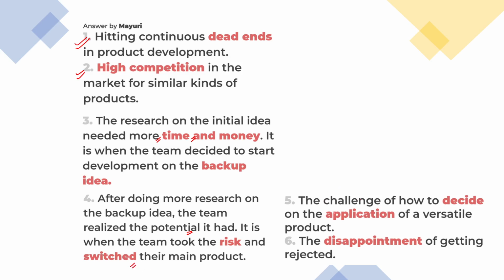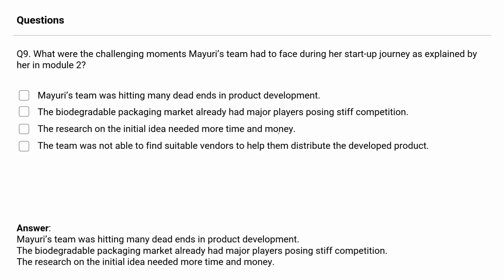Apart from that, the challenge of how to decide on the application of a versatile product and the disappointment of getting rejected. Alright. Now, if you see from the first three answers, which includes hitting dead ends, high competition in the market, and then they needed more time and money to develop their initial idea, option A is correct, option B is also correct, and option C is also correct. So well done. Who has said A, B, and C? Some of you or one of you mentioned A and C. So I think you'll also get partial marks. So that's also appreciable.